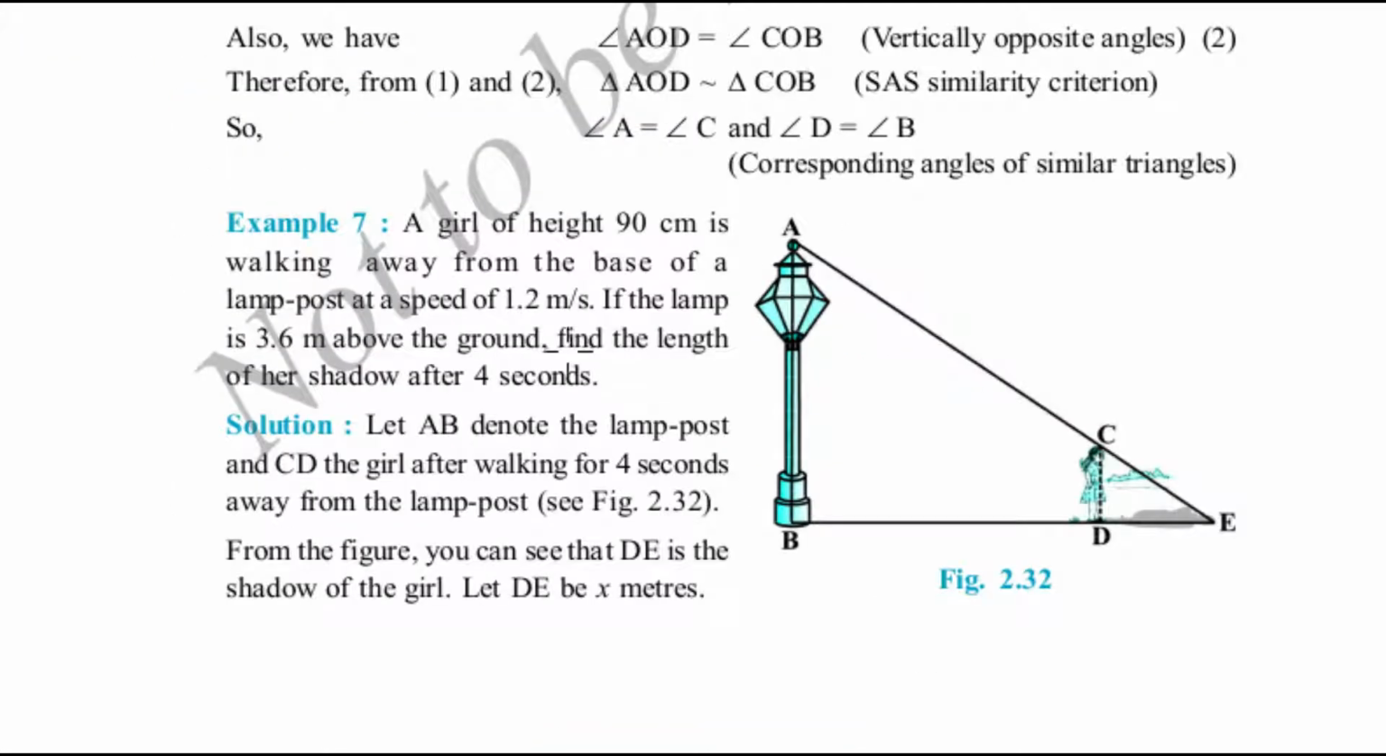Now let us solve a problem. This problem is going to be very interesting. A girl of height 90 cm is walking away from the base of a lamp post at a speed 1.2 meter per second. The height of lamp is 3.6 meter above the ground. Now we need to find the length of her shadow after 4 seconds. We need to find the length of the shadow she is casting.